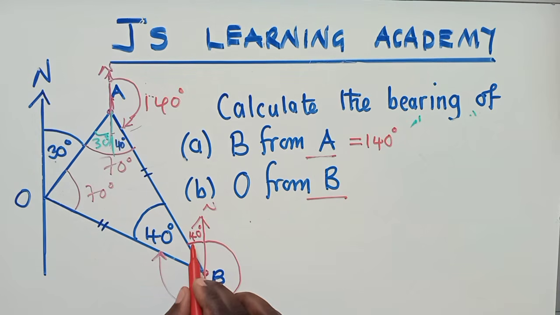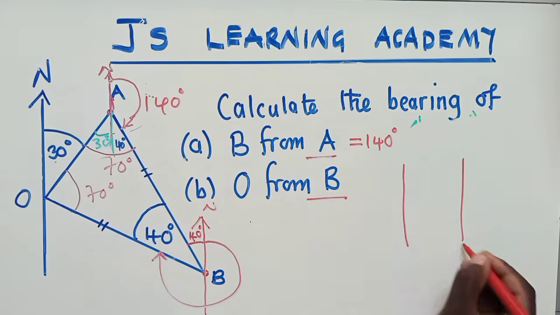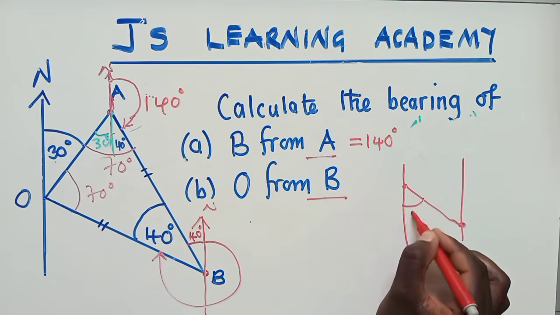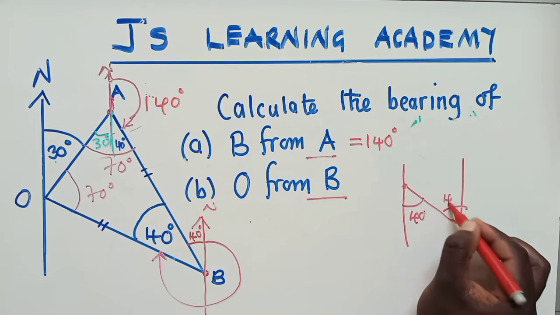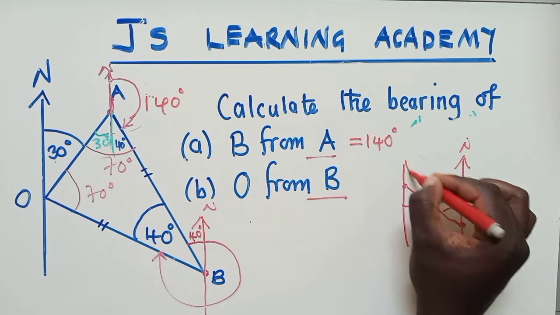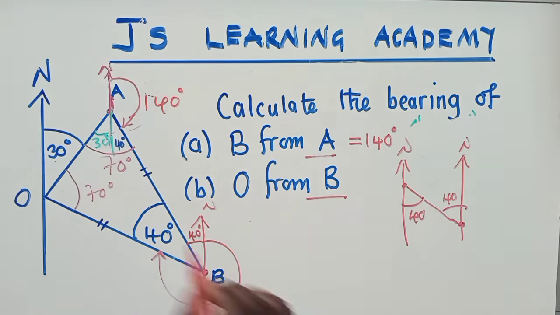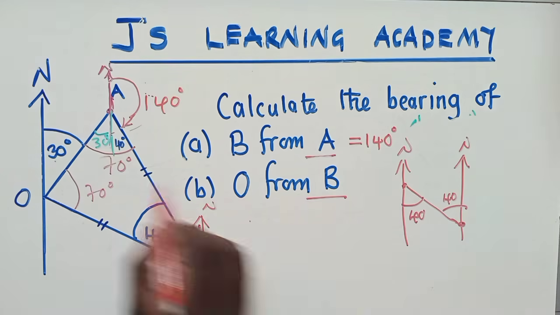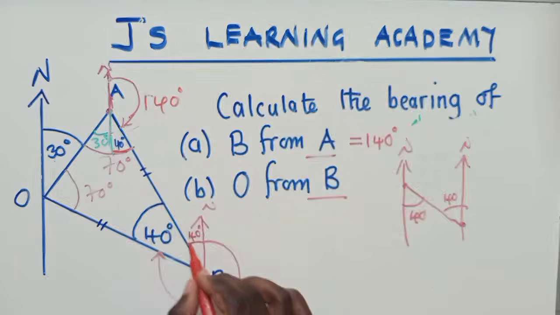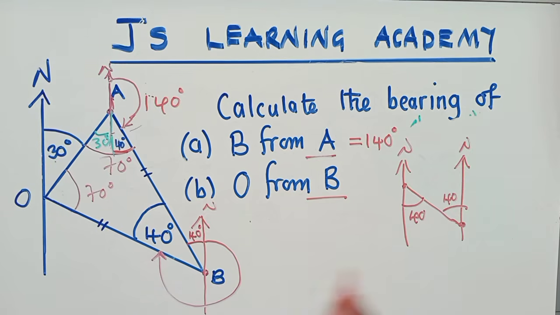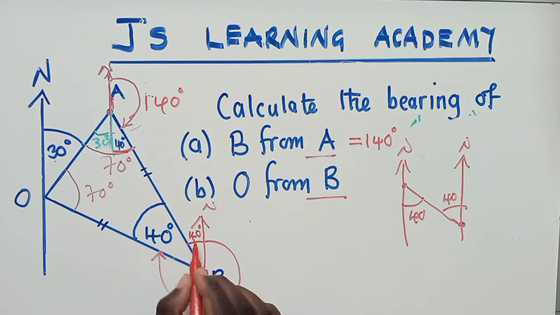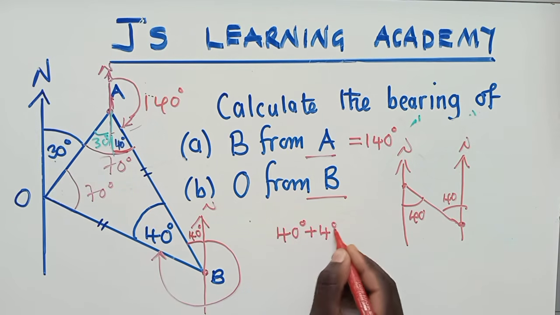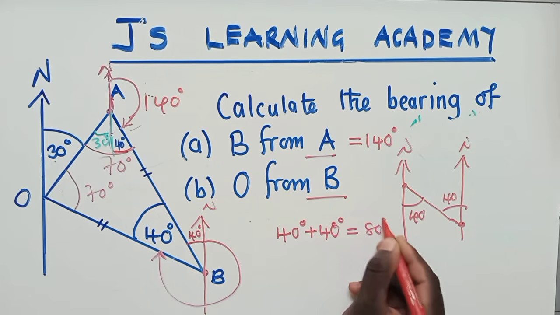Why am I saying it's 40? Remember, this property for bearings is very important. If this is 40 degrees, this also is 40 degrees, provided this is north and this is north. So if you can see here, we have got this line, which is this one, and this line, which is this one. So here we know that it's 40. Also here it will be 40, using this property. So we have got this 40 and this 40. We can just say 40 degrees plus 40 degrees, which will give us 80 degrees.